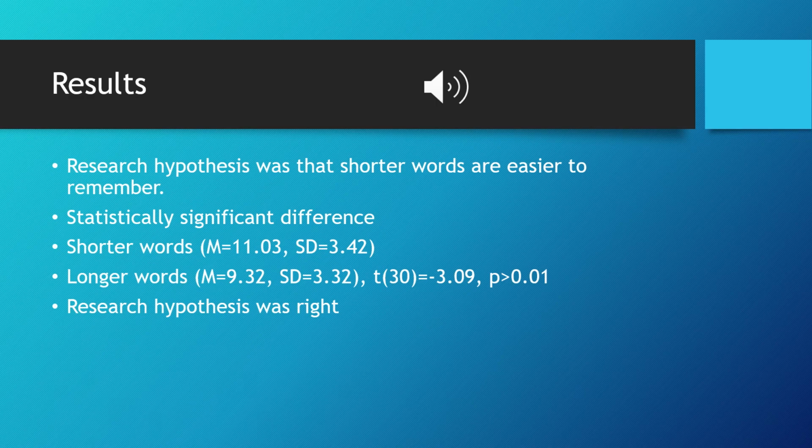Our research hypothesis was that shorter words are easier to remember than longer words, and the results of our study showed that there was a statistically significant difference. People tended to remember more shorter words than longer words, and the mean for shorter words was 11.03, and the standard deviation was 3.42, whereas the mean for longer words was 9.32, and the standard deviation was 3.32. And this shows that our research hypothesis was right.